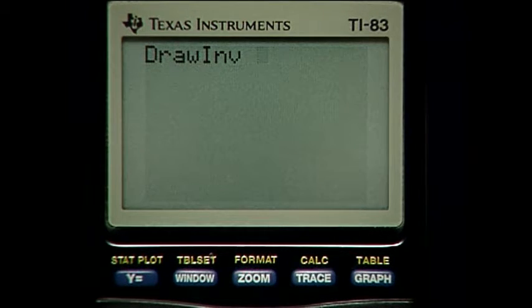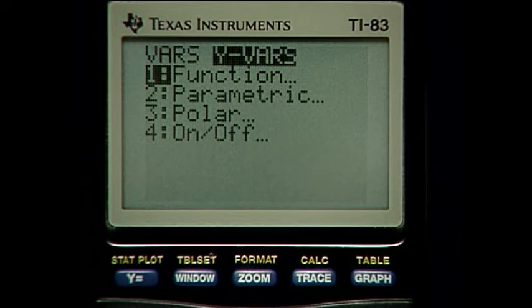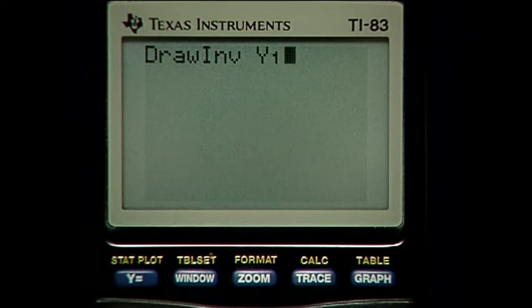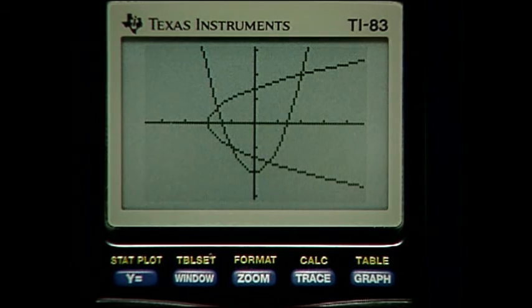Draw inverse of what, it's saying. Well, we want to enter y1. To access y1, it's the y variables menu that we want. So press vars and cursor right one time. It's a function, so I'll press enter here and then enter again because it's y1. Now, draw inverse of y1 is what this is saying, and it's going to draw it right on top of our original graph once I press enter. And here is that inverse relationship, which is not a function.